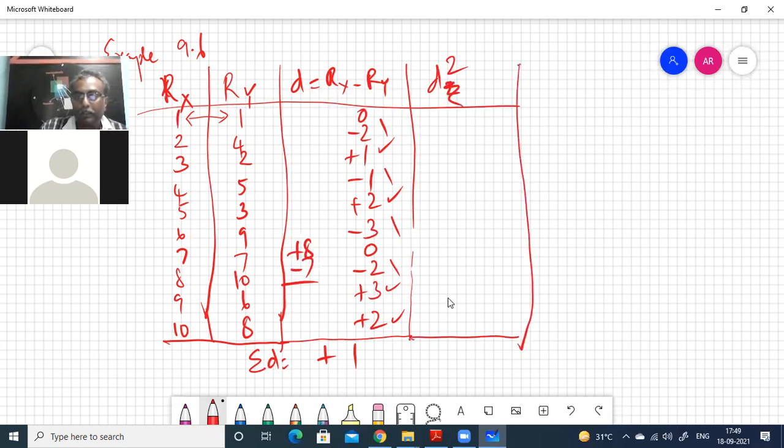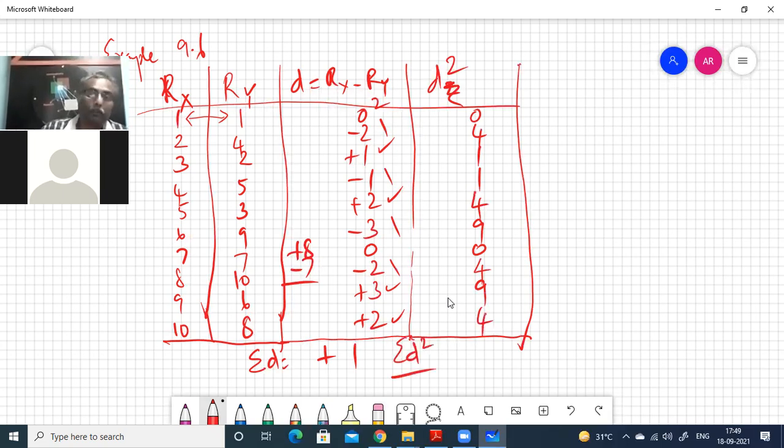Now, 0 squared is 0. Minus 2 squared is 4. 1 squared is 1. Minus 1 squared is also plus 1. 2 squared is 4. 3 squared is 9. 0 squared is 0. Minus 2 squared is 4. 9, 4. Okay, sigma D squared.